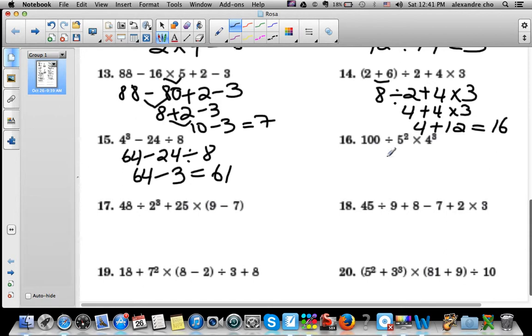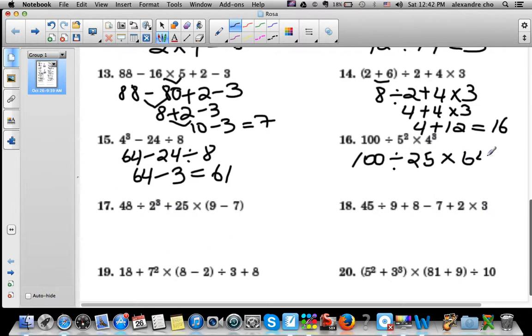Number 16: 100 divided by 5 to the second power times 4 to the third power. Ooh, a lot of exponents. So, no parentheses. And we're going to take care of the exponents then. So it's 100 divided by 5 to the second power, which is 5 times 5, which is 25. Times 4 to the third power, which again is 4 times 4 times 4, which is 64.